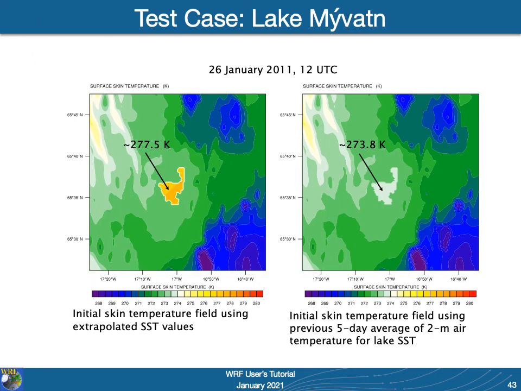You may recall from a few slides back that when we originally ran our simulations over Mývatn Lake, we were getting a lake temperature of around 277 kelvins, which we believed was unrealistically warm for the month of January. After substituting the skin temperature over Mývatn Lake using the 5 previous days of 2-meter air temperature, we get a lake temperature that's around 273.8 kelvins, and we believe that's much more reasonable.